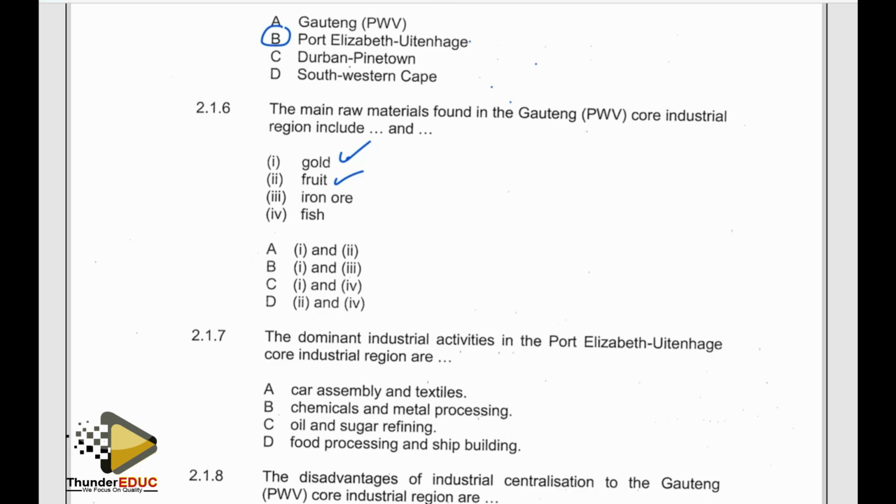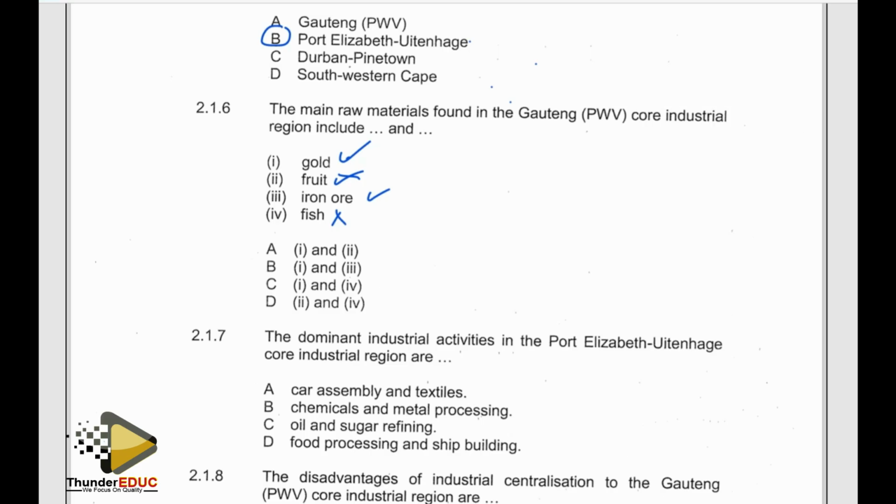Gauteng being a commercial industrial region, we do not have much farming activities taking place around here. So fruit cannot be regarded as one of the major raw materials that are used in production processes around the industries in Gauteng. Then iron ore. Iron ore is probably a correct response, given that we have so many mines around and activities taking place. The dominant activity is iron and steel, which means we must be having vast supplies of iron ore around the industrial core region. Then we have fish resources.